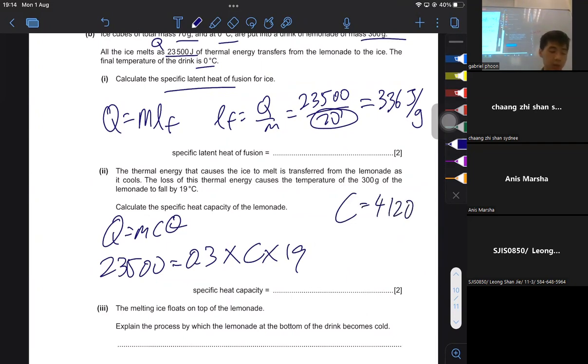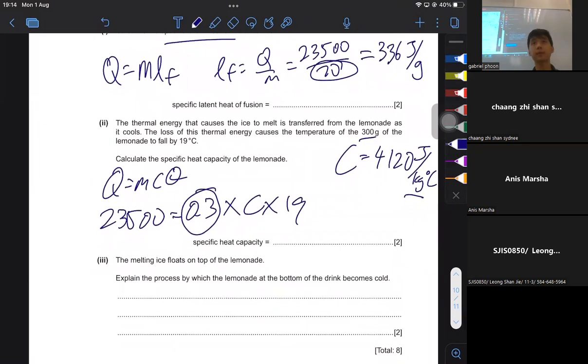4120. What's the units here? Yeah, this one will be in kg, guys, because I converted this into kg. The 300 grams is converted into kg, guys. It's just a matter of algebra only, guys.